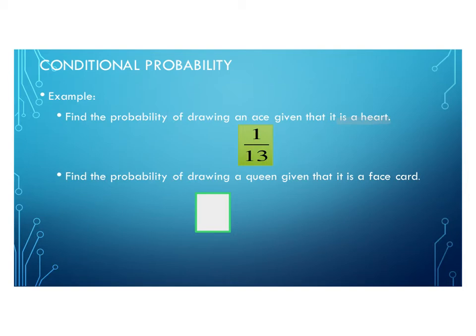If we look at the next simple example, notice, find the probability of drawing a queen given that it is a face card. Well, if I already know it's a face card, remember faces are jacks, queens, and kings, and there's 4 of each type. So we have 12 faces, and 4 of those are queens.